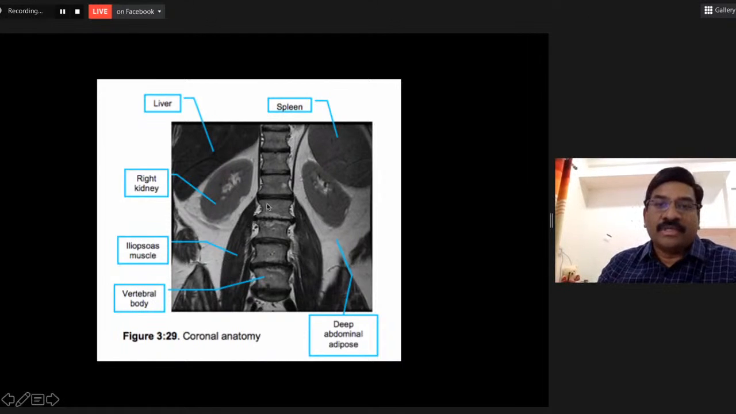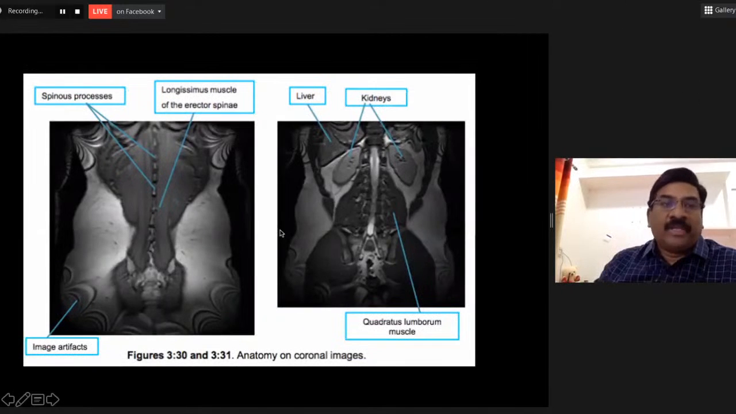And the iliopsoas muscle: this is the area where you will usually find a cold abscess displacing this muscle, causing a psoas shadow on the X-ray. And the vertebral bodies, and there is the deep abdominal adipose tissue. The white ones are the planes of the adipose tissue. Posteriorly, the spinous process and paraspinal muscles. And again, you can see the two kidneys there.